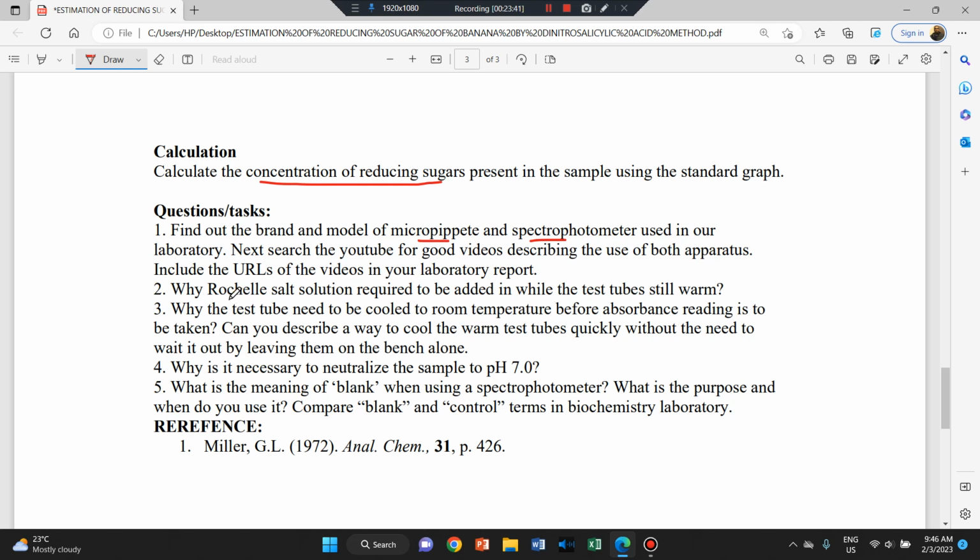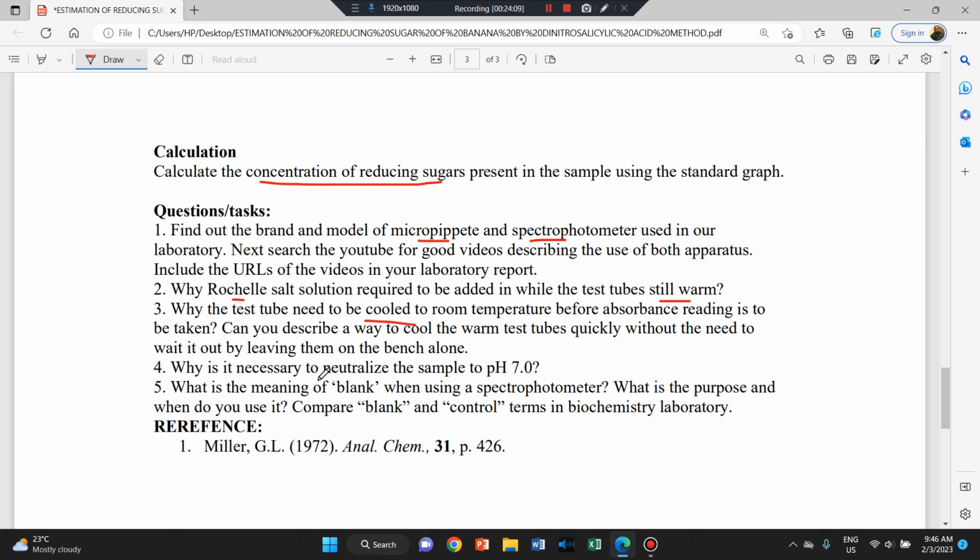So, why is the Rochelle salt solution required to be added while the tube is still warm? So, answer that as well. And is there a way for you to give me a suggestion how to cool the test tubes to room temperature without just waiting it out for a long time on the bench? So, find out and also suggest to me.